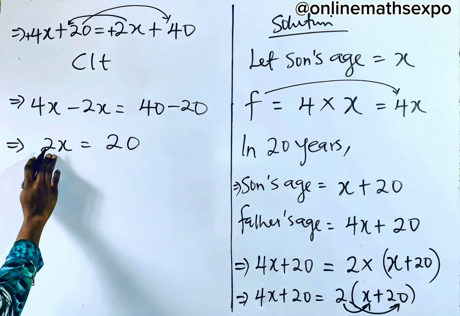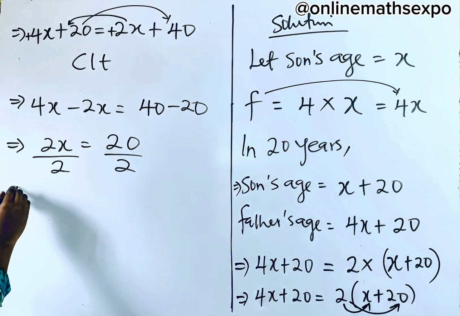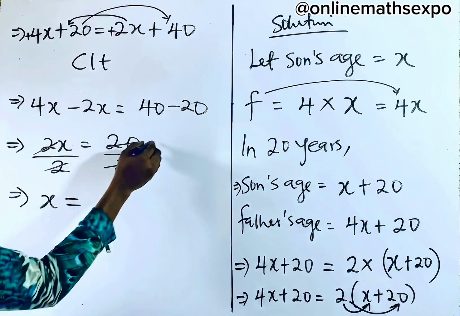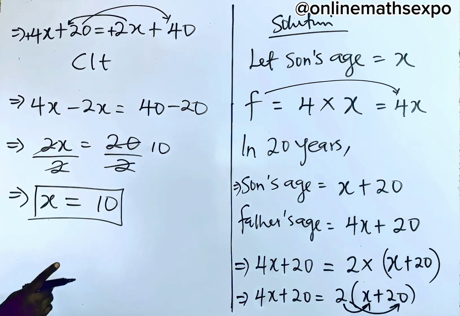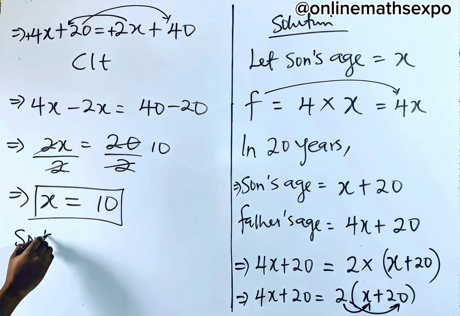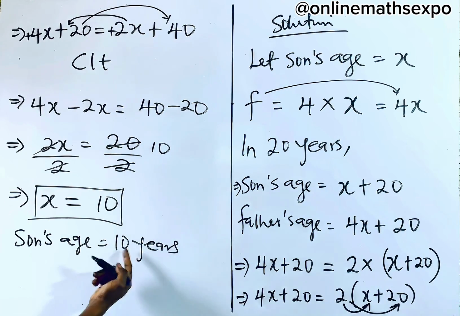To get x, the 2 is the coefficient, divide by the coefficient. When you do that, this will cancel. This will give us 10. So x will give us 10. So it means that the son's age, which we said is x, will be what? Will be 10 years. That is the present age of the son.